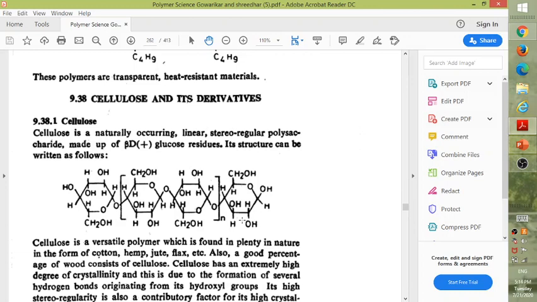Cellulose has an extremely high degree of crystallinity. Why is crystallinity high? You can understand this because crystallinity is directly proportional to the ordered nature of the molecule, and as I said, it is a stereoregular polysaccharide, so there must be a lot of ordered and proper arrangement of the molecule, therefore a high degree of crystallinity. Crystallinity means a more solid structure, and this is due to the formation of several hydrogen bonds originating from its hydroxyl groups. Its high stereoregularity is another contributing factor for its high crystallinity.